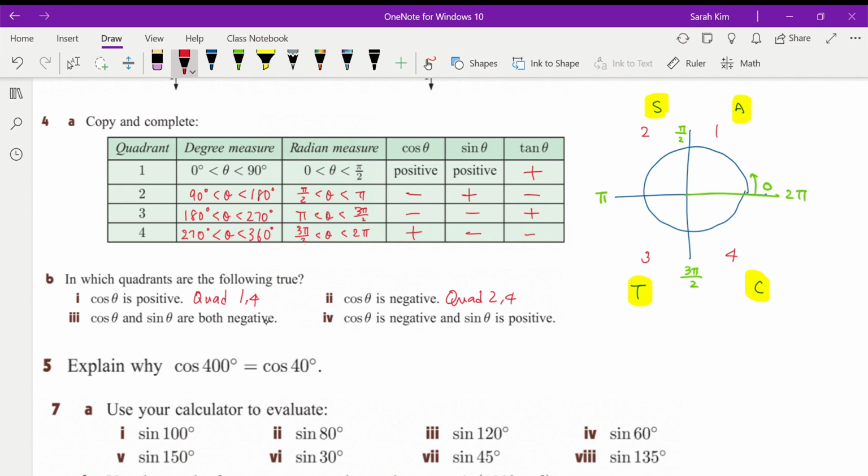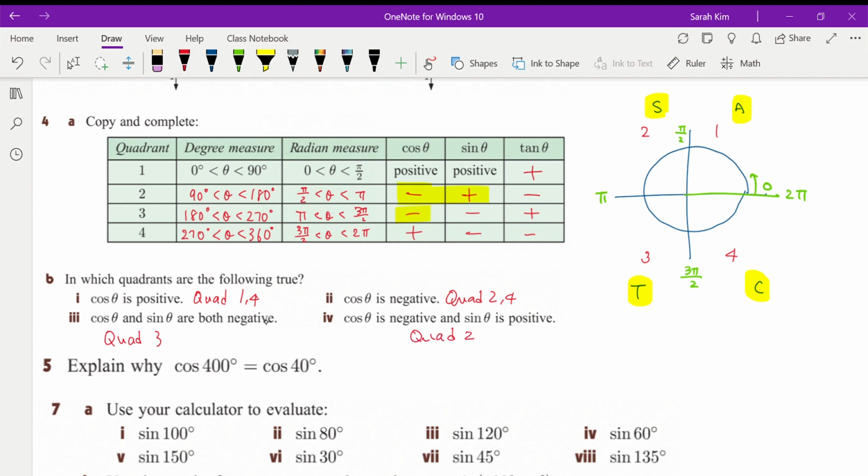Sine and cos are both negative. That's only one quadrant, quadrant 3. I'm just looking at these values. Next one, cos theta is negative, and I want a specific one, where sine theta is positive. Let's have a look. Cos theta is negative over here, and then out of those two, sine theta is only positive for this quadrant, so quadrant 2.